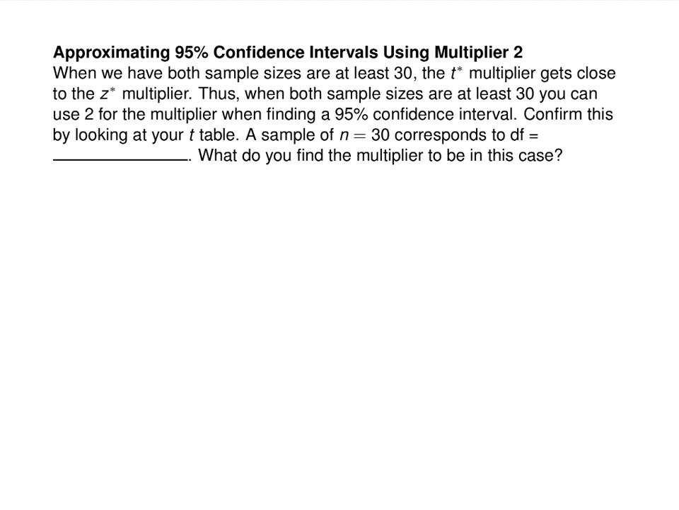Just look at this. A sample size of n equals 30 corresponds to what degrees of freedom? 29. And at your table, what would your T star be in this case? 2.05. Which is basically close enough to just use 2. That's kind of what it's saying.